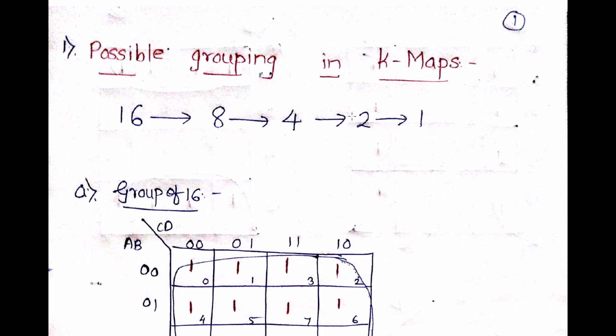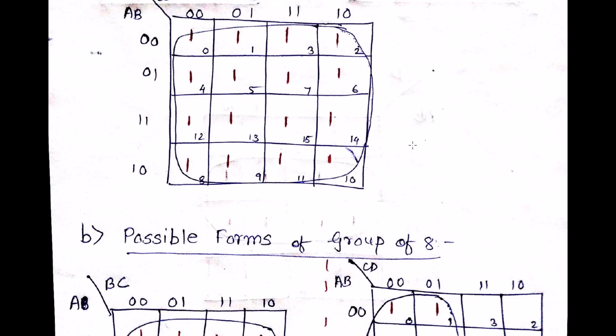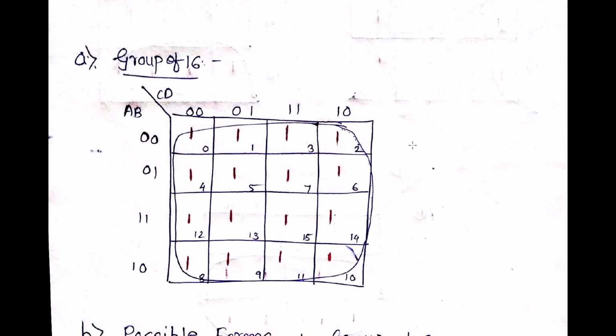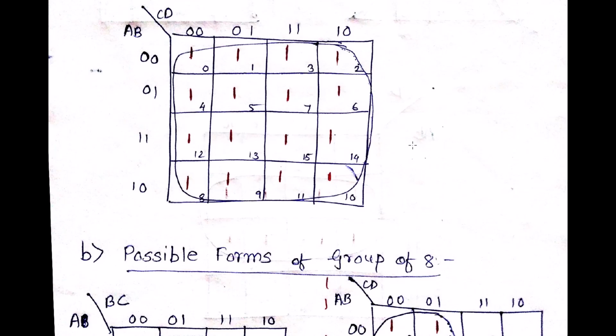So what is very essential or very important is we are always trying to do the grouping of K maps in the form of a group of 16. If 16 is not possible, then a group of 8 or a group of 4, a group of 2, or a group of 1. This grouping can be of all the number of ones or all the number of zeros. It's up to you. So if you look over here, how do you do this grouping of 16?